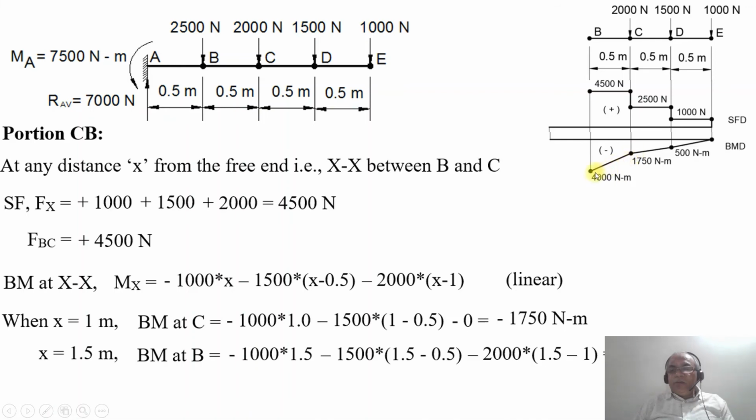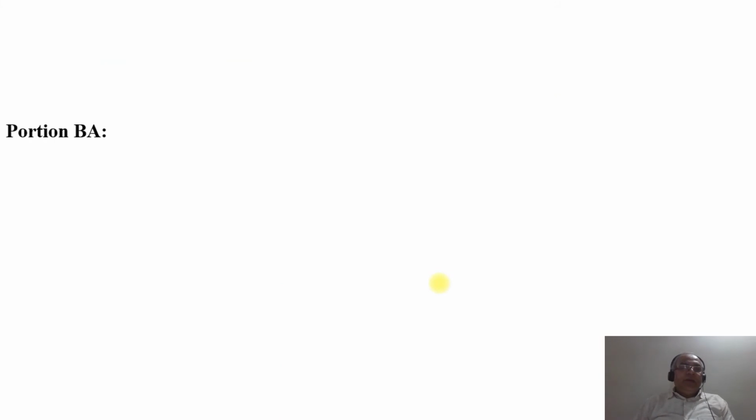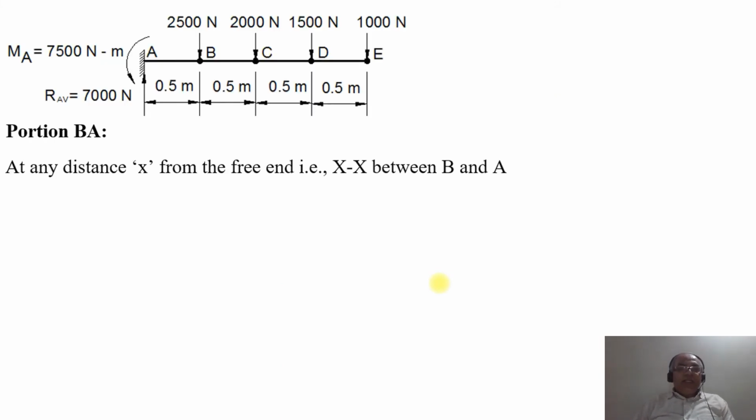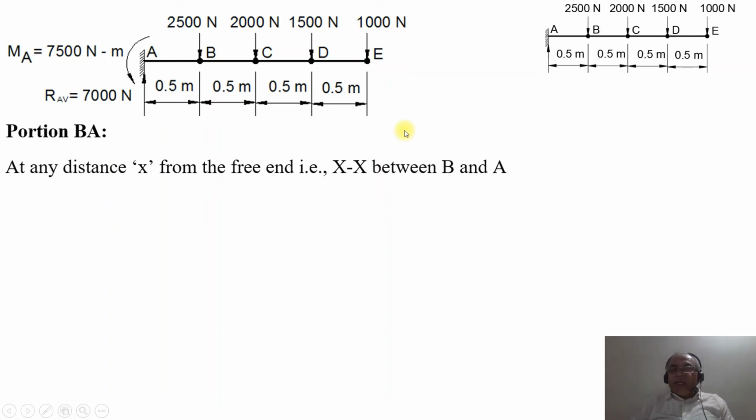Join these two points by means of a line, which is a linear line because the power of x is 1. Now we will consider the portion between AB or BA. When you are considering that, at any distance x from the free end, that is XX between B and A, it will be the entire cross section that we are considering. So, considering any distance x from the free end E.